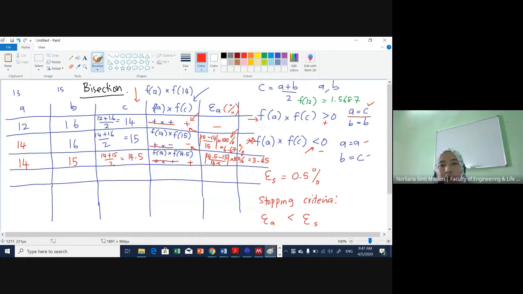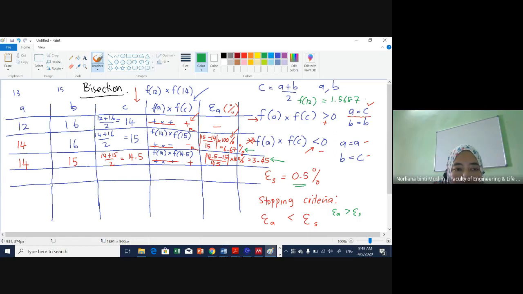3.45%. Okay, so let's look at the second calculation. Your second calculation is 6.67. The third calculation is 3.45. Okay, we still get that the absolute error is more than the estimated error. Still more than. This is the estimated error. That's why we have to continue the calculation. Still need to proceed with the calculation.